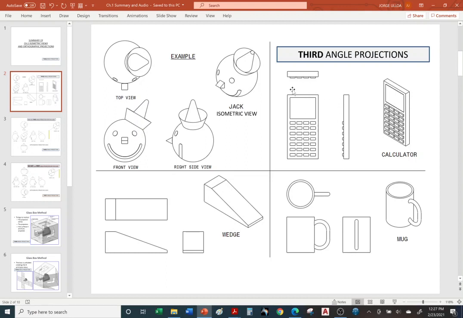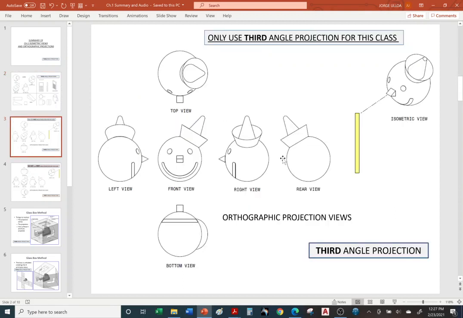Okay, so this is an exception to the rule. We're still looking at the front of the calculator, but we're standing it up vertically because that's the way we use it.